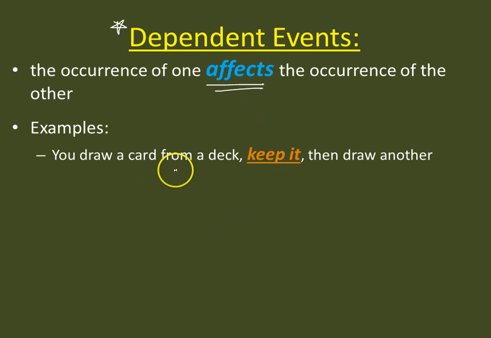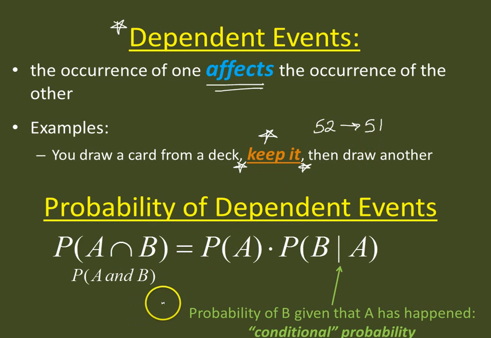Now, an example. You draw a card from a deck, but then you keep it, and then you draw another. That's going to completely change everything, because if you draw a card and keep it, you started out with 52 cards, but after you keep it, now you only have 51 cards. So the first outcome or the first event had an effect on the next one. You're going to go from 52 cards down to 51. These are our dependent events.